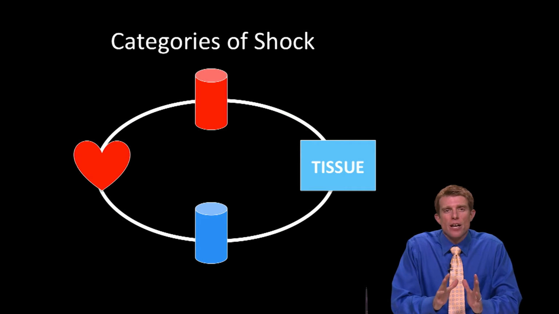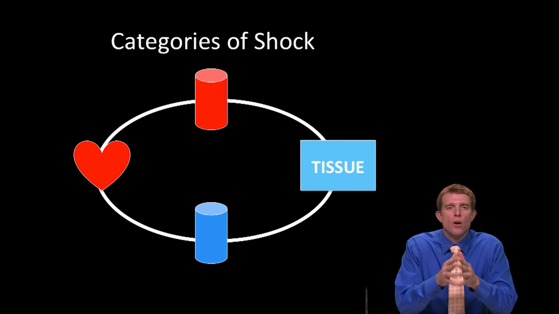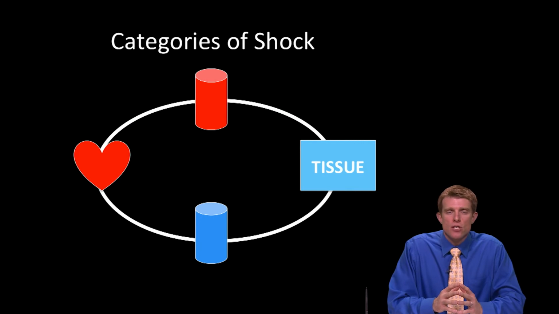We often categorize shock into different groupings. And here is a basic, very basic view of the circulatory system, where the blood is pumped from the heart to the arteries, it moves to the tissues, to the veins, and then back to the heart.